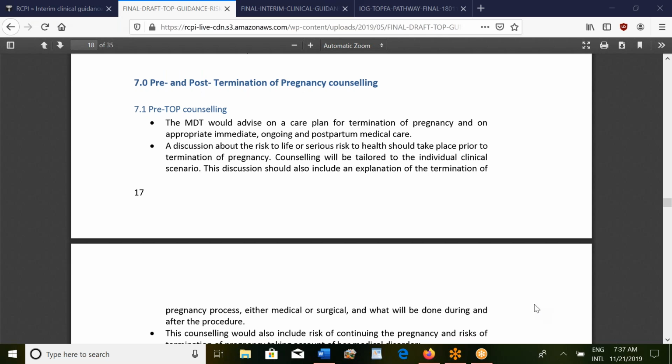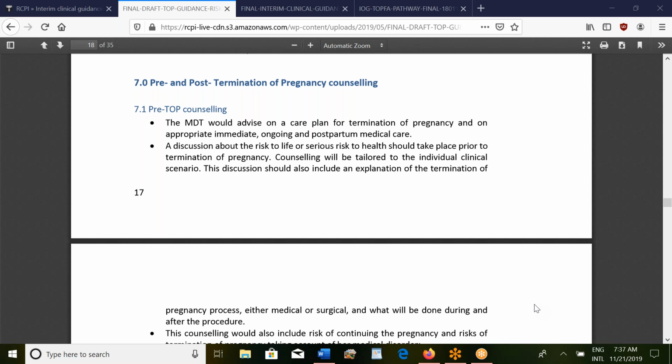How you will confirm the date of pregnancy: by her first day of the last menstrual period, or you can do a dating scan. Ideally, she should be booked at less than 12 weeks.